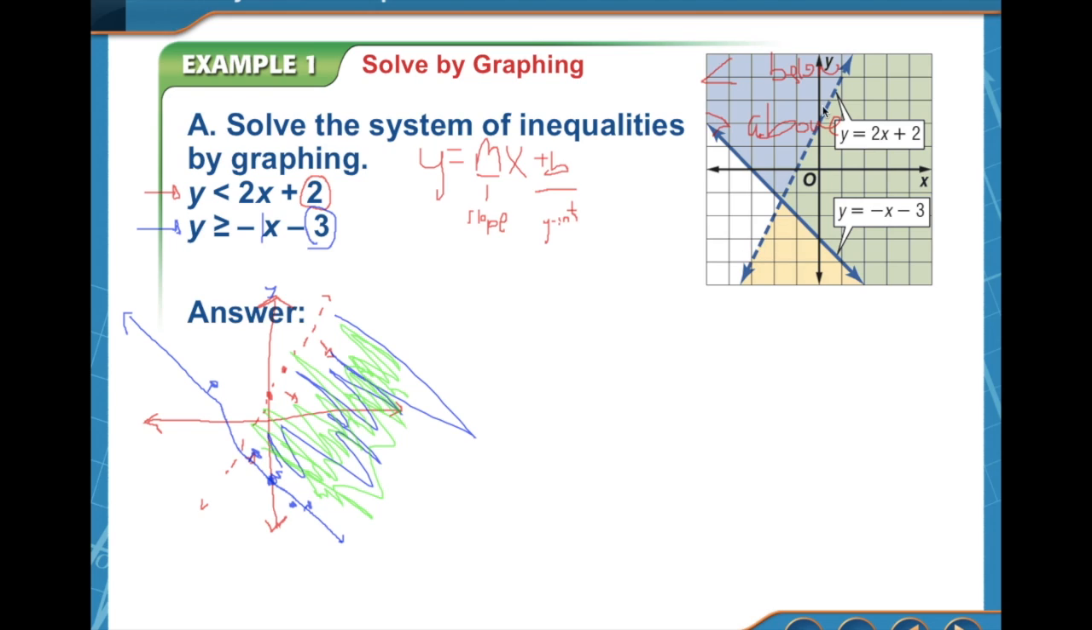Now the yellow is only true for being below the dotted line. The blue is only true for being above the solid, so the only one that's true for both is the green. So for 1A, you're going to need to have yourself a picture like that.